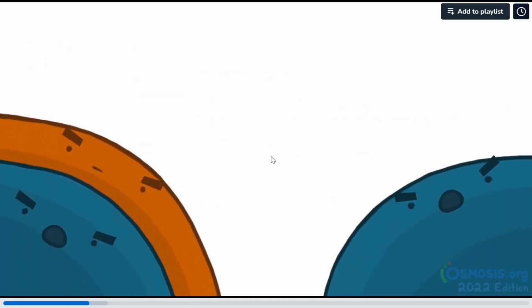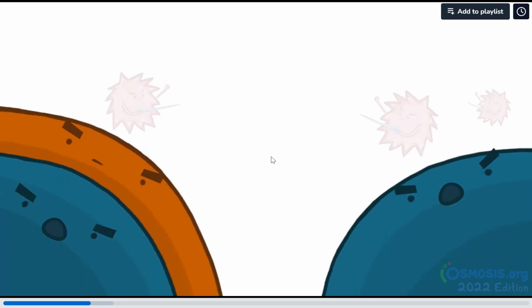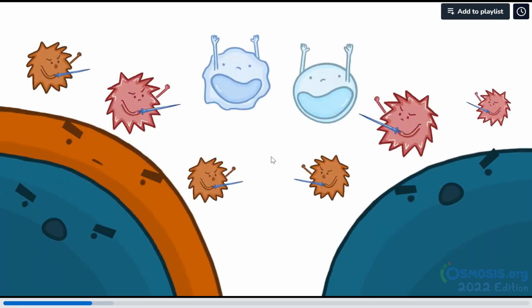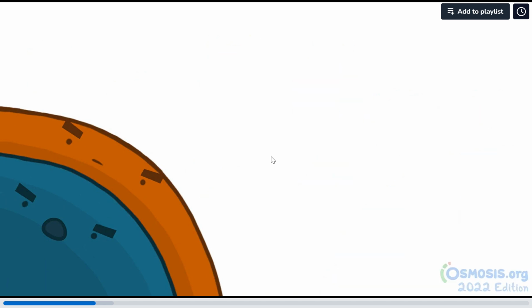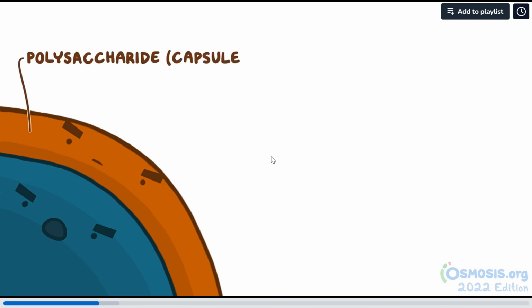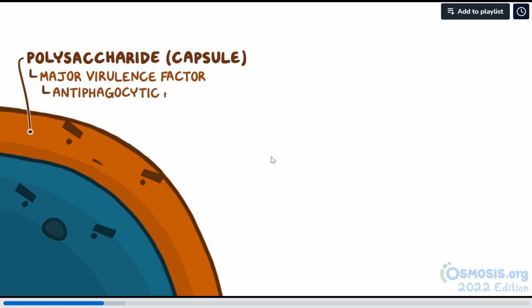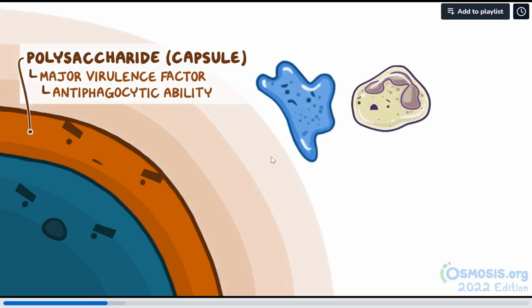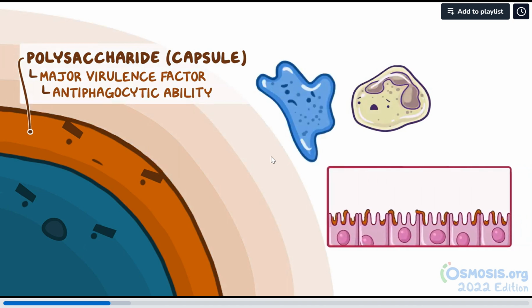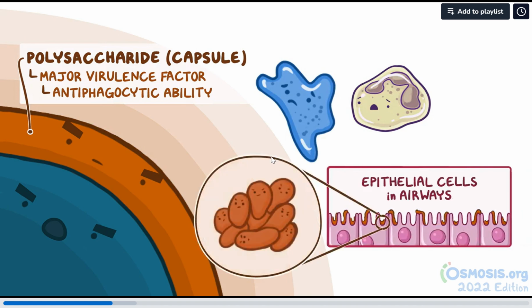Now, Haemophilus influenzae has a number of virulence factors that are like assault weaponry that help it attack and destroy the host cell and evade the immune system. So first, encapsulated strains of Haemophilus influenzae are covered by a polysaccharide layer called a capsule. Now, this capsule is a major virulence factor for Haemophilus influenzae because of its anti-phagocytic ability, meaning that it protects the bacteria against phagocytosis by macrophages or neutrophils. This also allows H. influenzae to escape destruction and attach to epithelial cells in the airways.